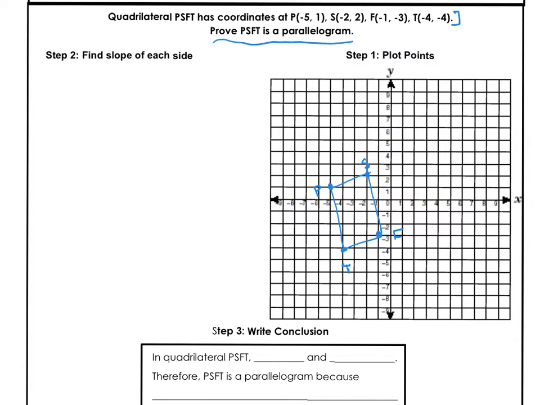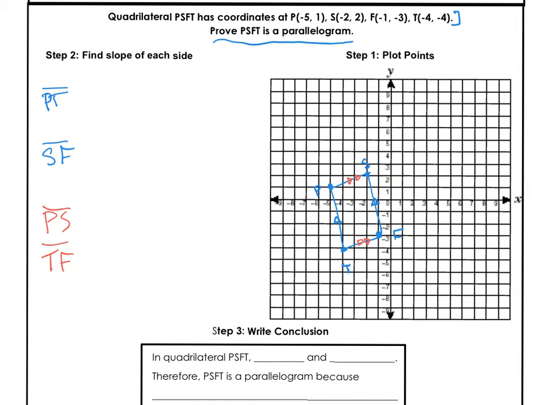Now, to prove it's a parallelogram, you can use any of those properties we talked about to prove it. Now, personally, just for this example, I'm going to prove that opposite sides are parallel. All right, so I want to prove PT is parallel to SF, PT and SF. Okay, I want to prove that these guys are parallel. And then I also want to prove that PS is parallel to TF. And if I could prove that these opposite sides are parallel, then I know it's a parallelogram.